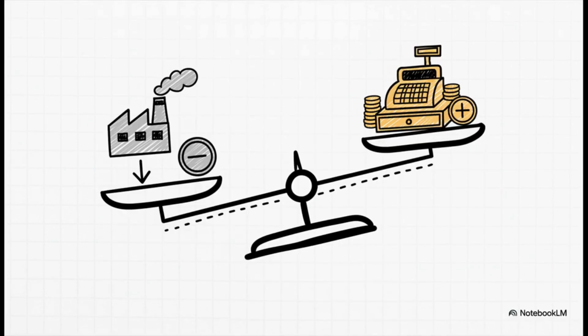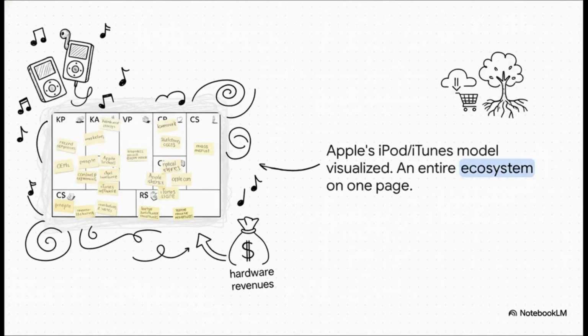And holding it all together at the bottom is the financial foundation. You've got your cost structure on one side. What does it cost to run that whole backstage operation? And on the other, your revenue streams. How does the cash actually flow in from your customers? It's simple, really. For a business to work, the revenue from the right side has to be bigger than the costs from the left. And here is where it all just clicks.